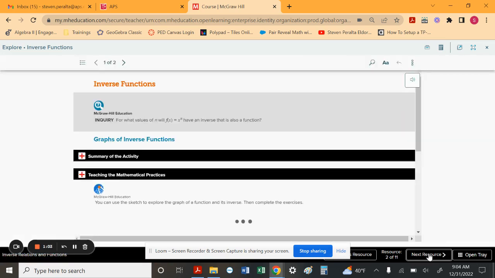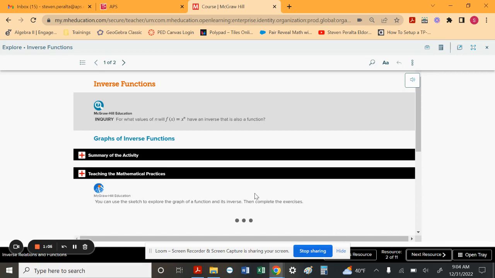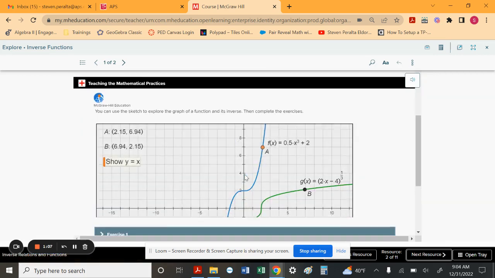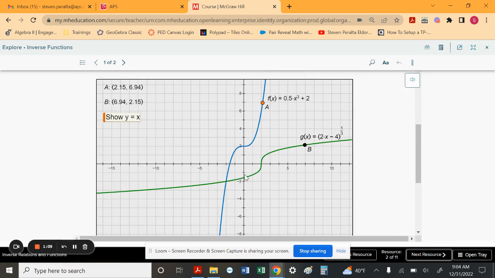I just want to show you a graph just to take a look at it and see how these particular functions work. So looking at the activity, here we have a function a. Notice that we have 2.15 and 6.94, which is this point right here. And then we have point b, which is 6.94 and 2.5. And so we can see here is our function and here is its inverse.